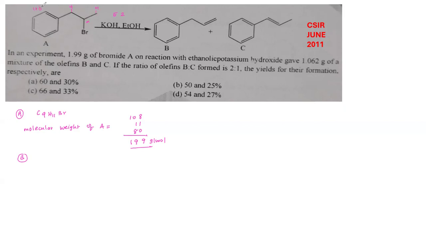The base OH minus will abstract this beta hydrogen to give rise to the formation of an alkene C, and the base OH minus will abstract this hydrogen, leading to the formation of B. So B and C are positional isomers. Now here there is a loss of H plus as well as Br minus. So therefore HBr is lost in this process, and once you remove HBr, the molecular formula becomes C9H10. B and C are positional isomers.